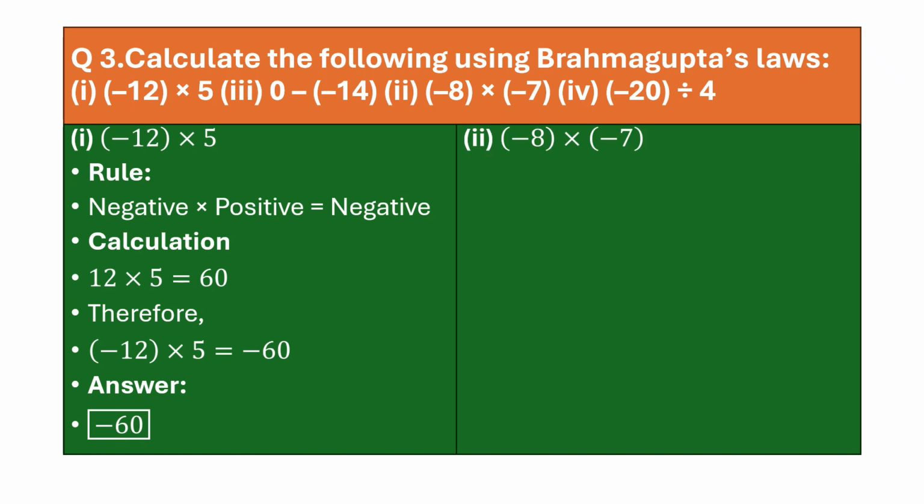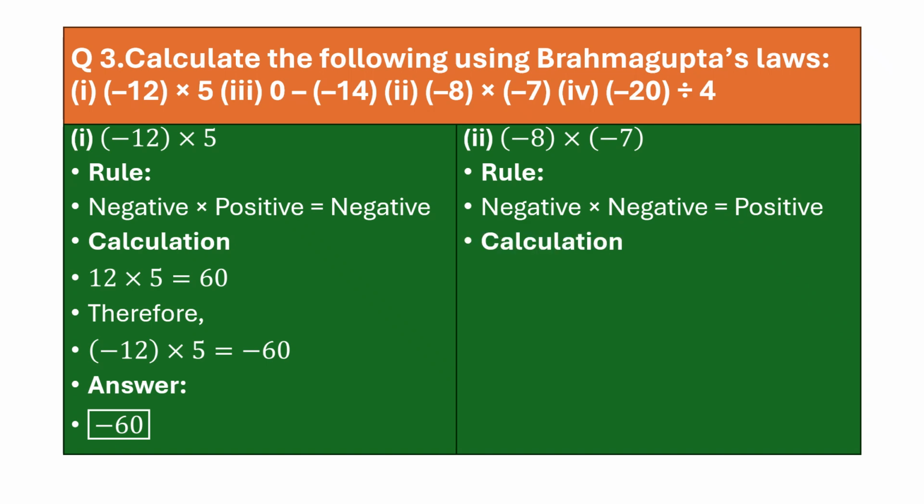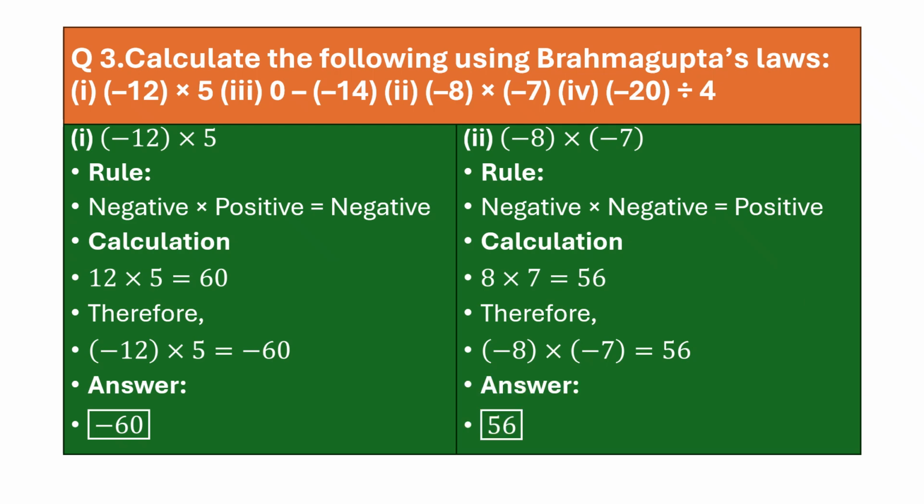Next, question number 2. Minus 8 into minus 7. So what is the rule here? Negative into negative is positive. So likewise, you just have to calculate, minus into minus is plus. So that will give you 56.